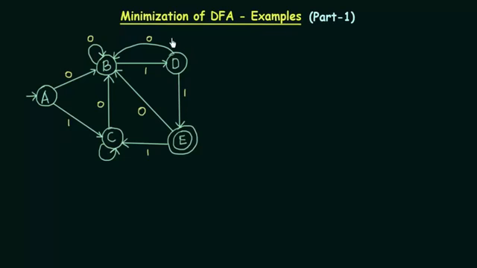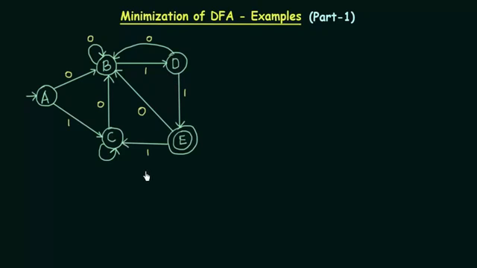In the last lecture, I gave you the theoretical explanation of minimization of DFA, and we also learned why minimization of DFA is required. So in this lecture, we will try to understand practically about minimization of DFA using an example. Here we have an example DFA in which I have 5 states A, B, C, D, E. Our task is to minimize this DFA.